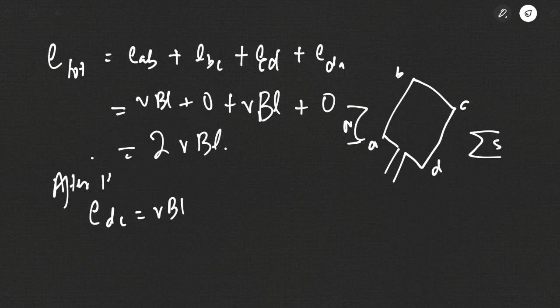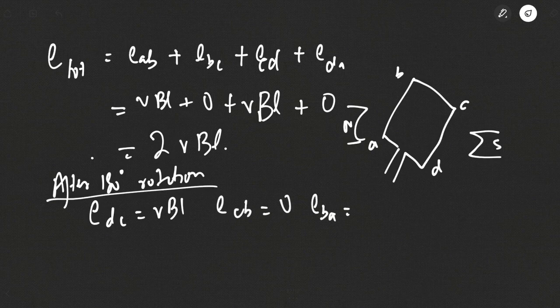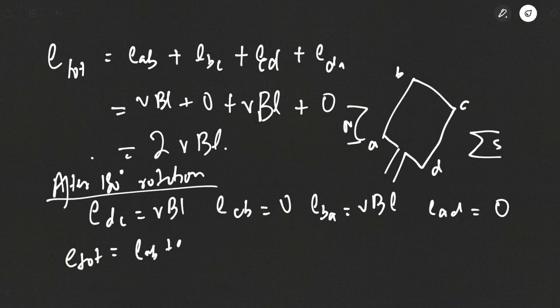After 180 degree rotation of the coil, now EDC will be under the influence of south pole. So EDC will be equal to VBL, ECB will be equal to 0, EBA will be equal to VBL, and EAD will be equal to 0. So E total is equal to EAB plus EBC plus ECD plus EDA, fine.